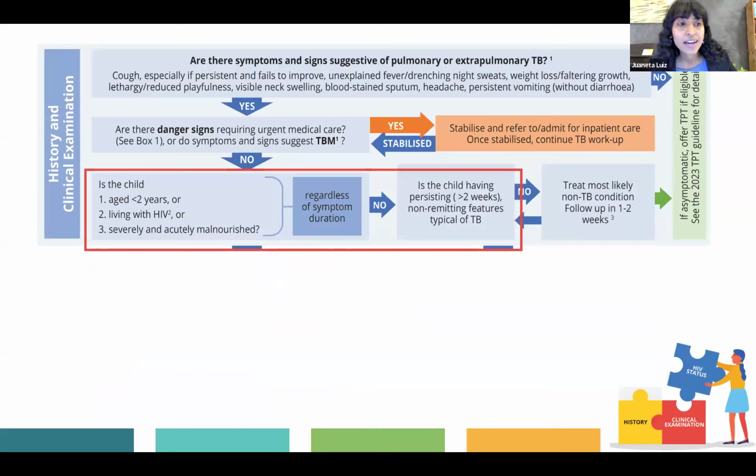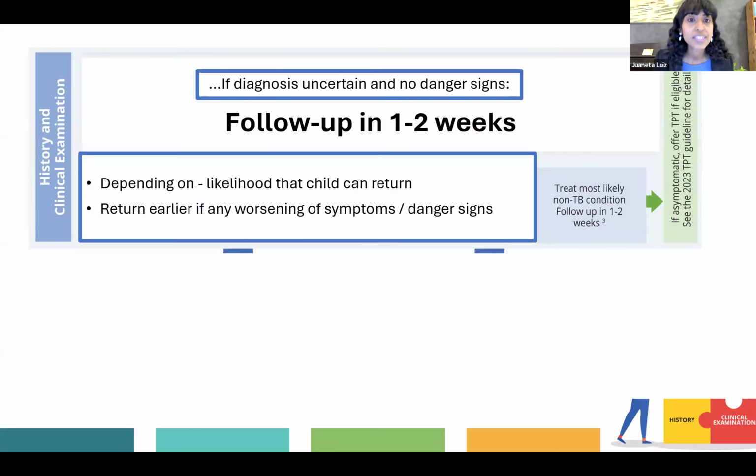Okay, and then our last bit of history and clinical examination is to determine whether this child is high risk based on the definition. And so that's children under the age of 2 living with HIV or with SAM, severe acute malnutrition. If not, then you ask yourself if they're having persistent or non-remitting features typical of TB, and is this lasting for more than 2 weeks? And if yes to either of these, if they're high risk or they're not high risk, but they have persistent symptoms, they can go further down into the algorithm. But if they don't have persistent symptoms and you're still concerned, you actually have the option to follow up this child in 1 to 2 weeks if the diagnosis is uncertain and there's no danger signs.